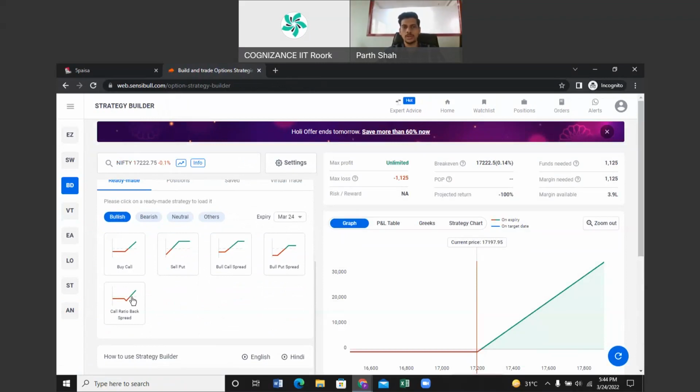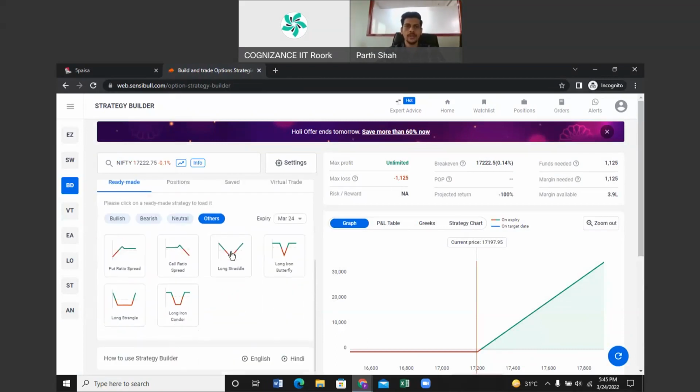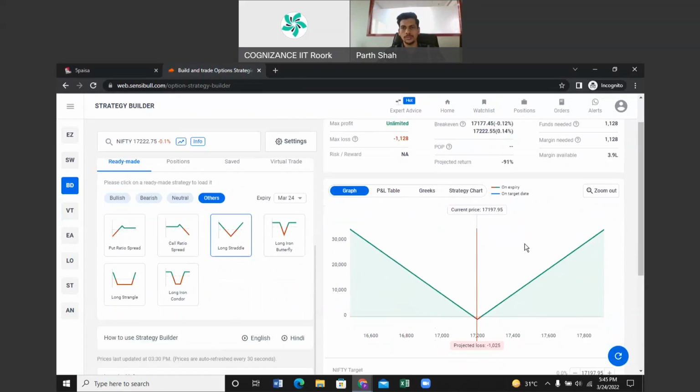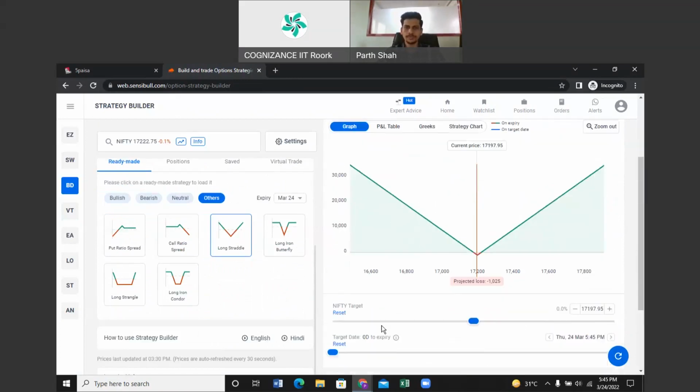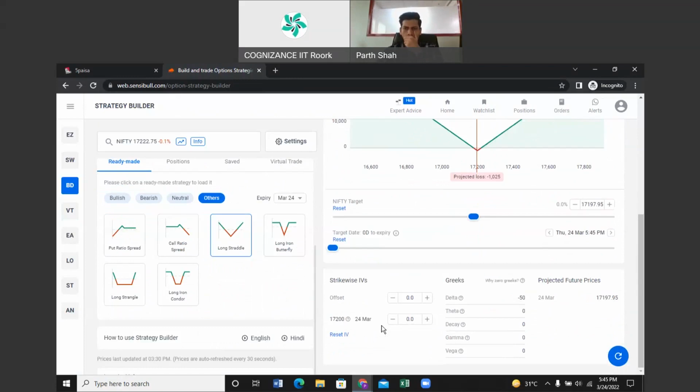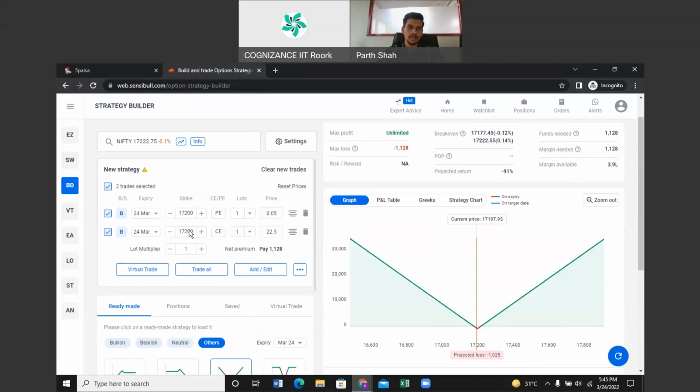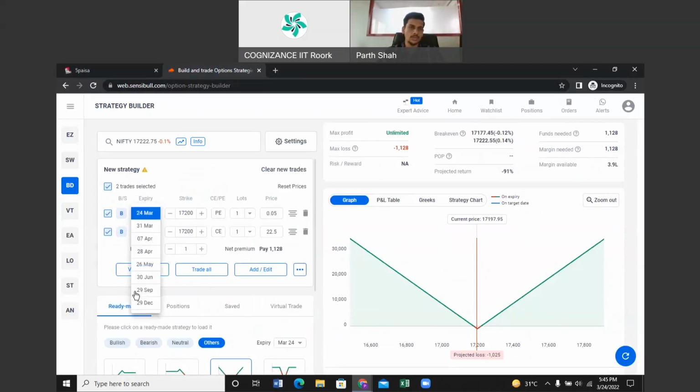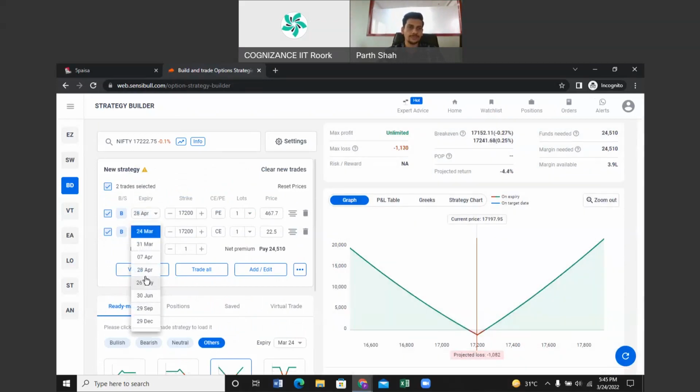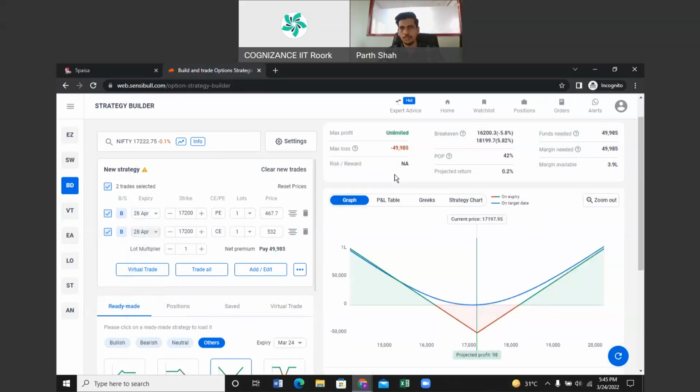For bullish, you have buy call or bull call spread or bull put spread. Then for others, you can have the iron fly, iron condor, long straddle, short straddle, long iron butterfly. And say if I click on long straddle, you can see the payoff graph as well. You can see the theta, delta, gamma, vega, rho, everything here, the Greeks. Based on the time to expiry, this will give you the values. So I'll just take this expiry to 28th April, so you will get more of an idea about it.